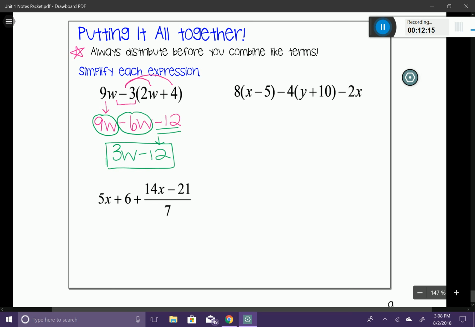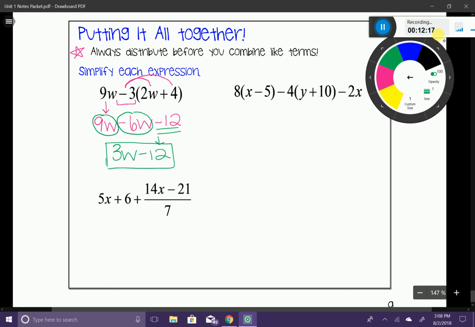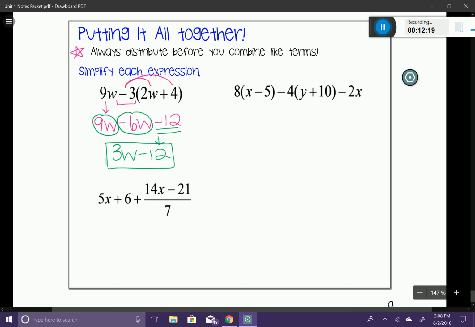All right, let's take a look at this next example. This time I have two areas where I need to distribute, just like on the last slide. So I'm just going to go ahead and start with the first portion here. I'm going to distribute 8 into x. So 8 times x is going to leave me with 8x. 8 times negative 5 is going to leave me with negative 40. Don't forget that operation in front.